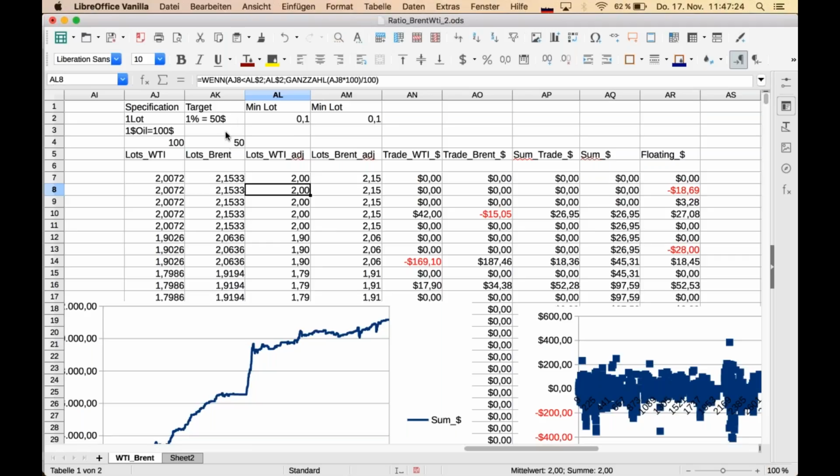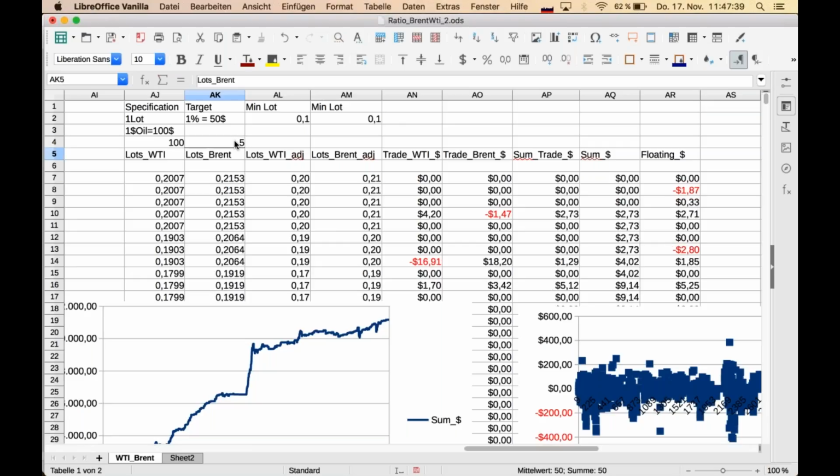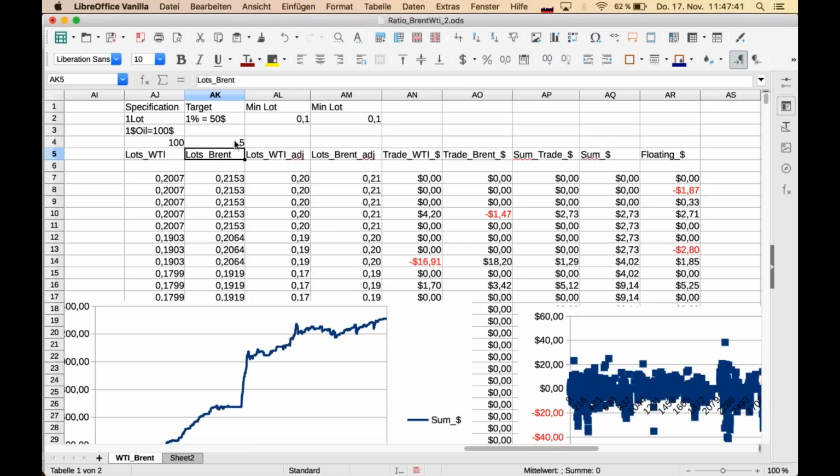But if I would further reduce my risk, and that means I put smaller numbers here for 1% should equal $50. Let me just go one decade down. Then you see, now it becomes close. So now we need exactly both. For those numbers, we do not need the minimum lot size, really, but at least this step function we need.